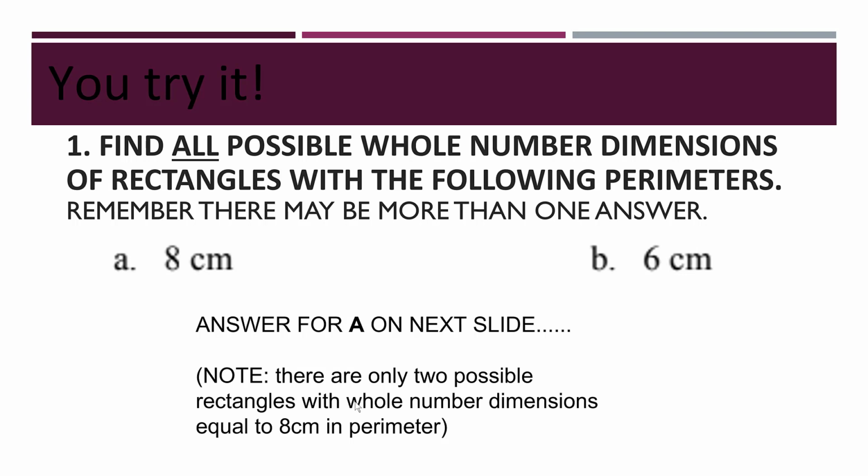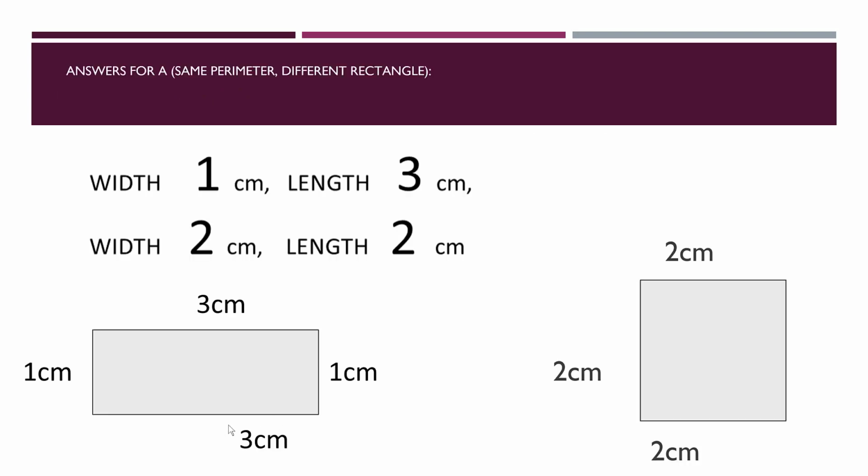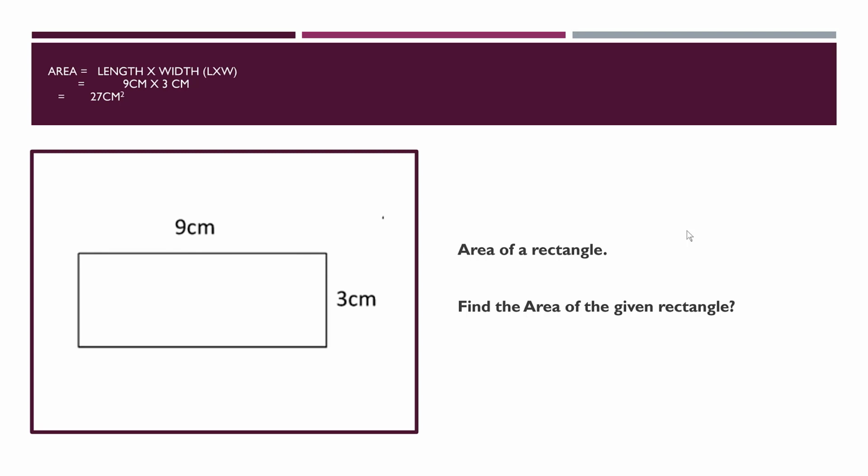8 centimeters, okay, there's only two. Here we go. We have a 3, 3, 1, and 1. And then we have another one that's 2, 2, 2, and 2, which is a square, but a square falls into rectangles.